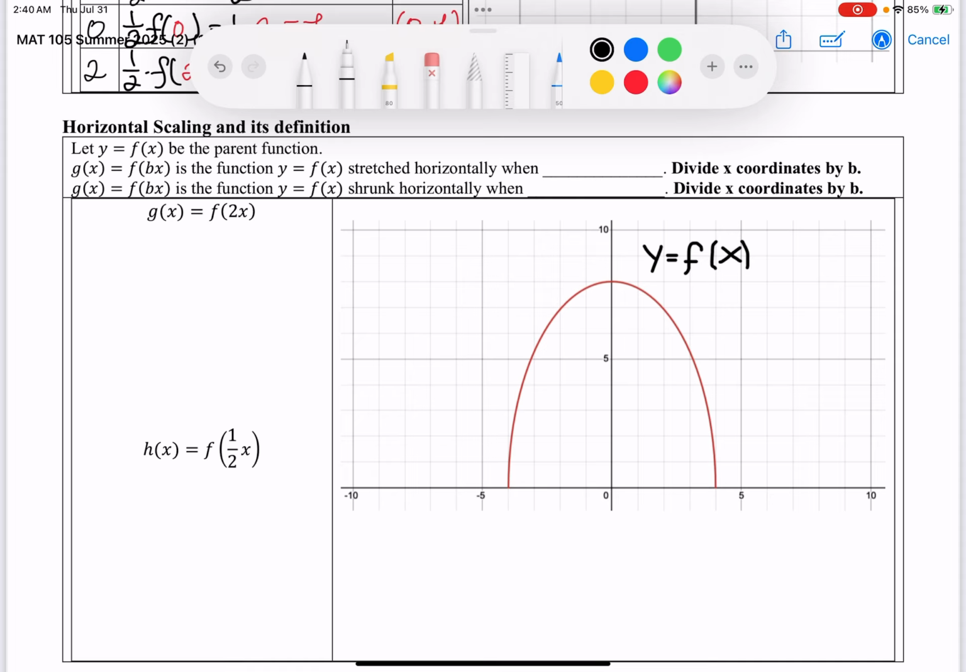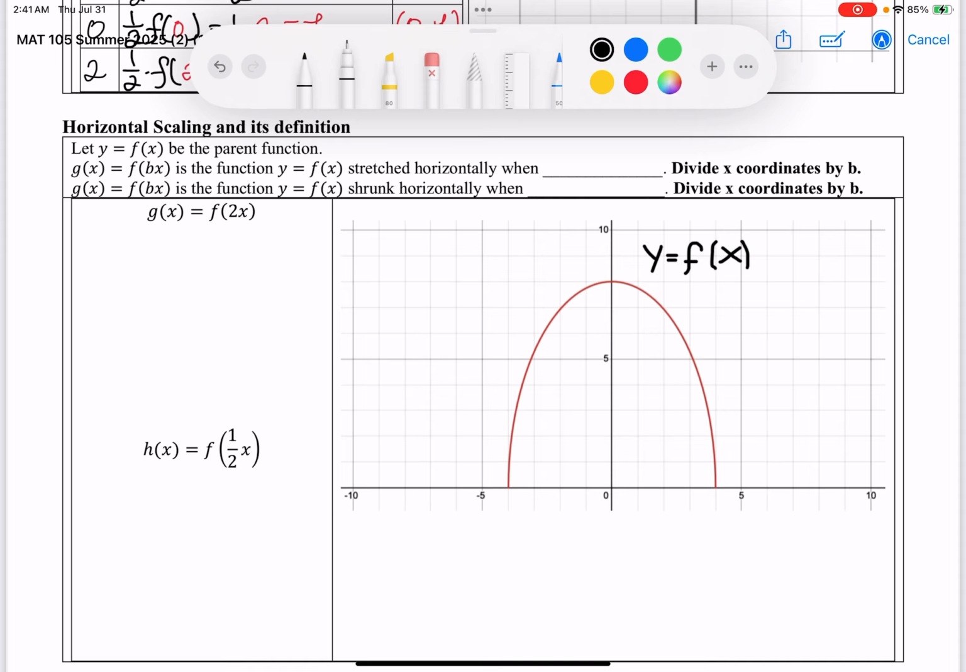So we have one function, g of x equals f of bx, f of b times x, and not the Bronx. If you notice, it is the original function y equals f of x, either stretched horizontally or shrunken horizontally when there's a condition on the variable of b. But it says for both at the end to divide the x coordinates by b. And I wonder why that's the case, why we're dividing by b.